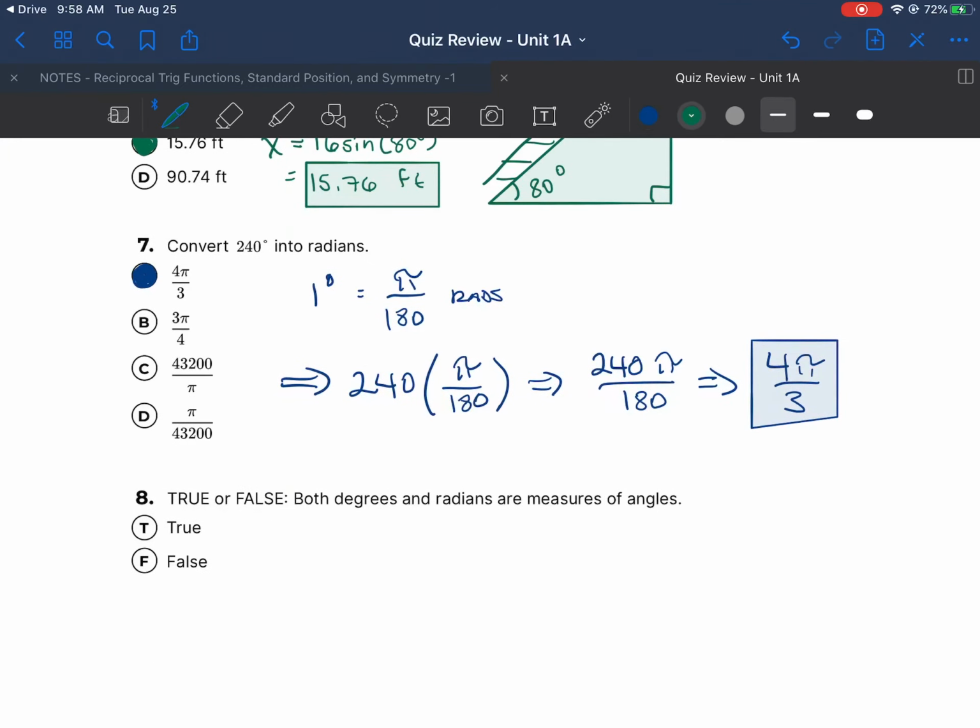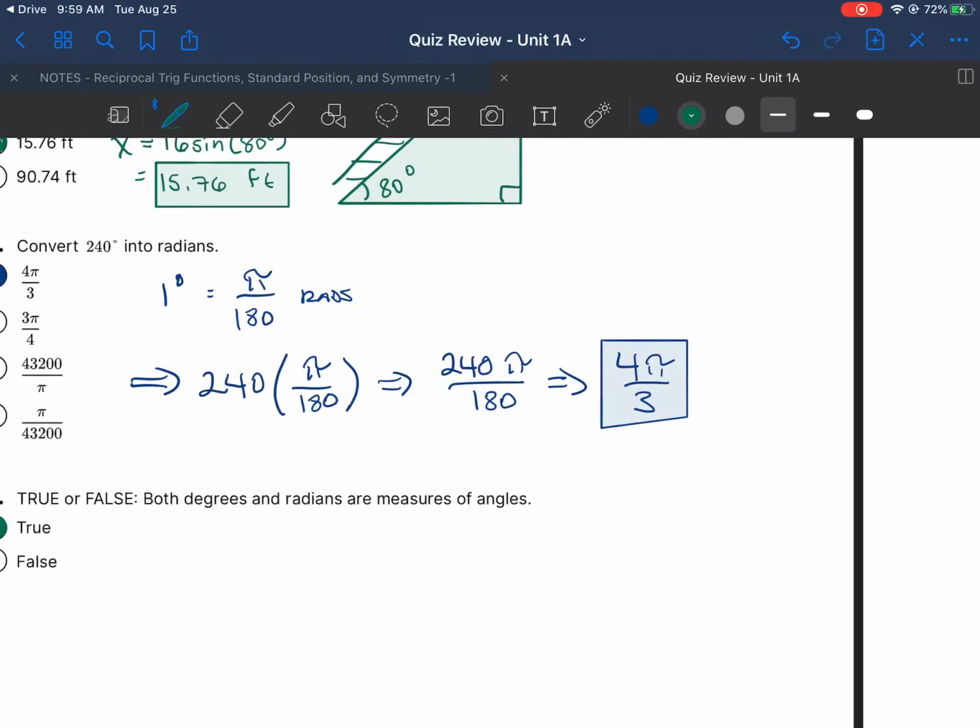Number 8, pretty quick question. True or false, both degrees and radians are measures of angles. This question is on the review because I really want to drive home the point that this is true. Degrees and radians are both measures of angles, okay? A lot of students are having a hard time understanding that, degrees and radians both measure angles. So two different measurements of angles, that's why we're able to convert back and forth between the two.